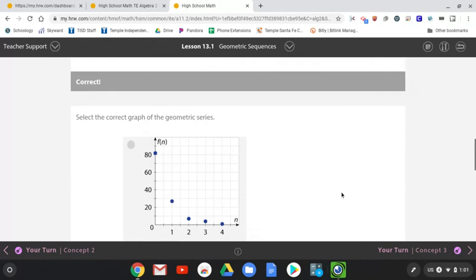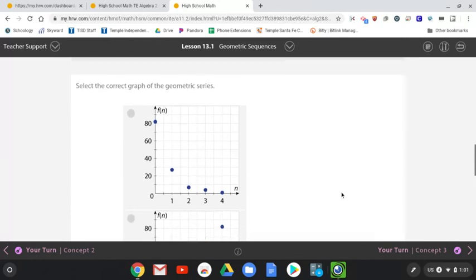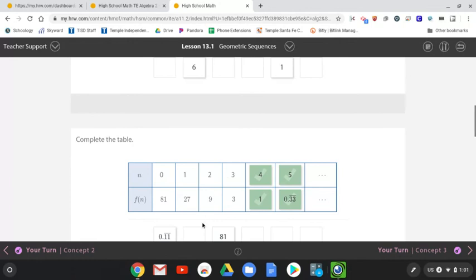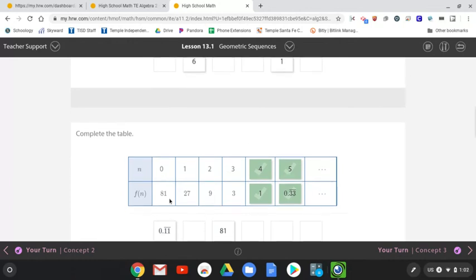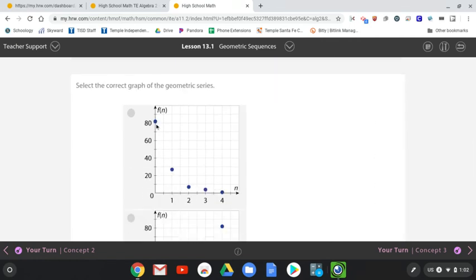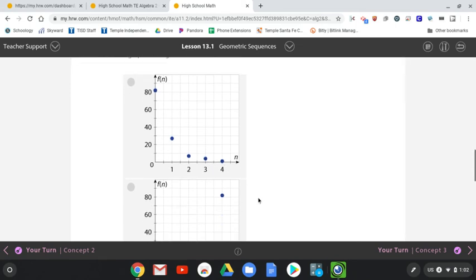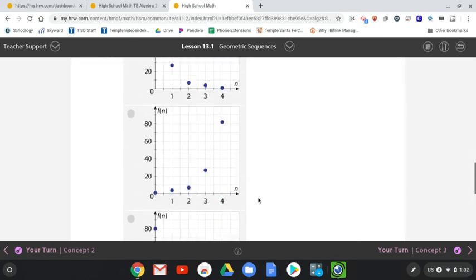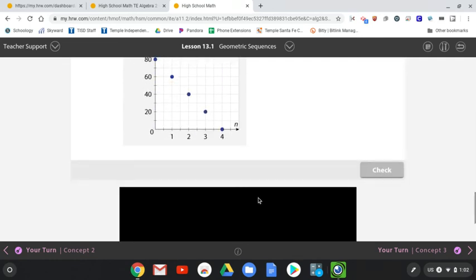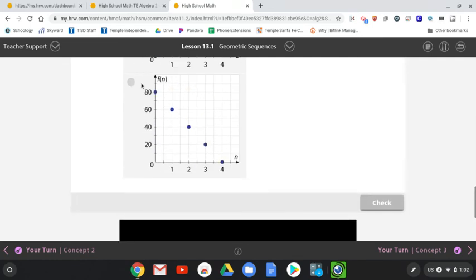So you can see that we have different points, and we're just going to choose the one that is doing the same as our table. So at 0, we should be at 81. At 3, we should be at 3. At 4, we should be at 1. So that's basically what we're going to look at. 0 is 81. 3 is at 3. 4 is almost at 1. And it looks like it's falling. So obviously, our second option would not be it. And the third one is too much of a straight line. 1 is not at 60, so we're just going to take the first option.